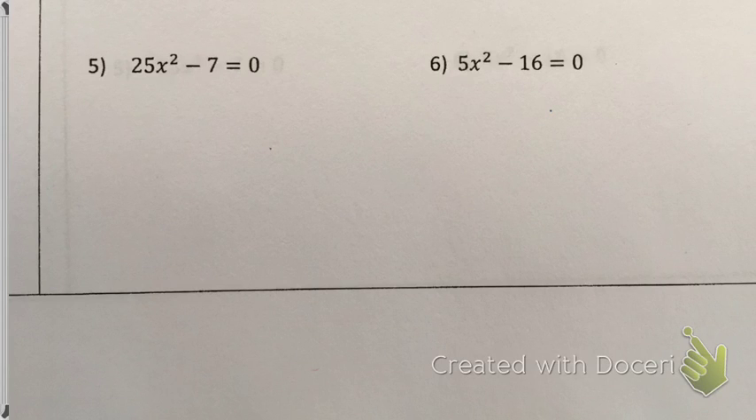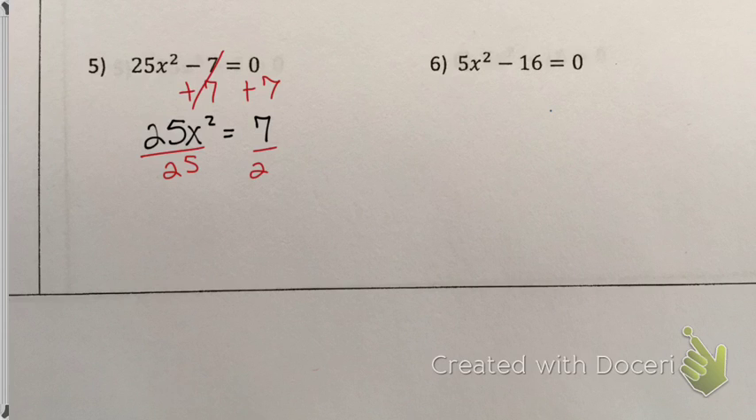Okay, so now we're going to look at number 5. Number 5, we've got 25x squared minus 7 is equal to 0. So same deal, we're going to start by adding 7 to both sides. That's going to leave us 25x squared is equal to 7. Next thing we need to do is divide by the 25. When we do that, that's going to leave us 7 over 25 on the right side, and the 25s will cancel on the left. So we've got x squared is equal to 7 over 25.